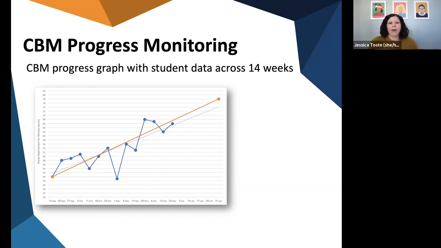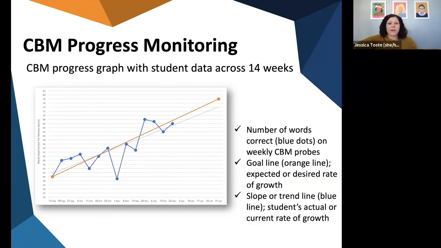So this is a sample progress monitoring graph with ORF, or oral reading fluency, data. This graph shows student data across 14 weeks of intervention. You can see on the graph the number of words read correctly, so each of the weekly CBM probes is represented by one of the blue dots.